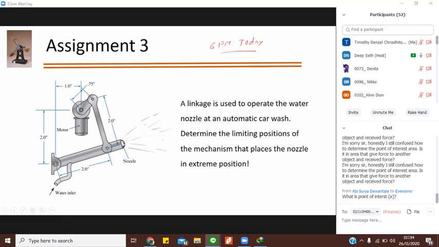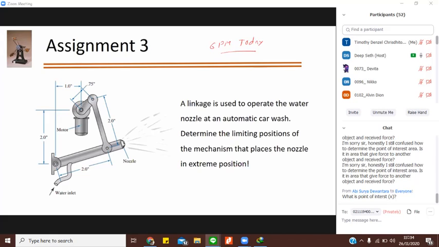Okay, because from the same mechanism, the 4-bar linkage mechanism, you can draw different kinds of mechanisms. For example, let me show you some examples over here.